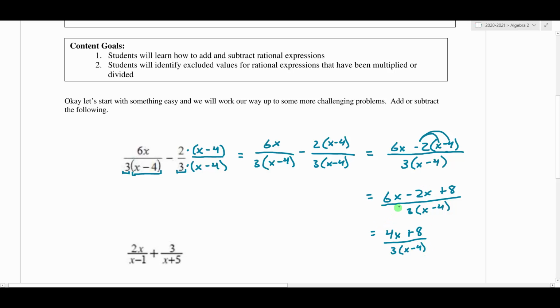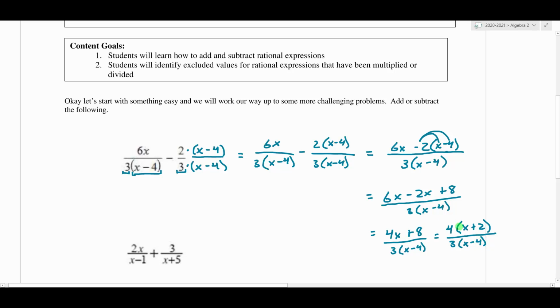Okay. All right. Now, this is going to seem a little bit tricky, but last step here, there's one more thing I can do, and I can actually factor something out of the top. Now watch this. I can rewrite this as 4 times (x plus 2) over 3 times (x minus 4). See that?